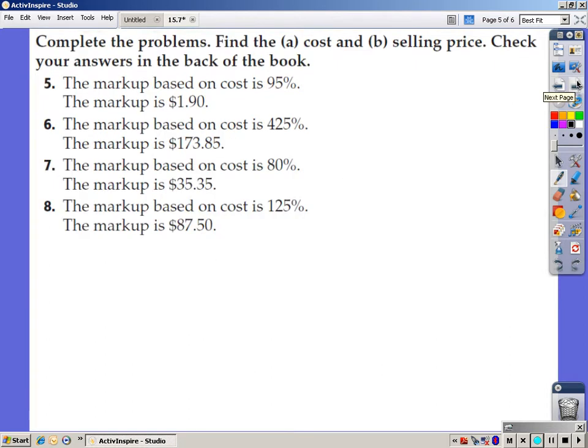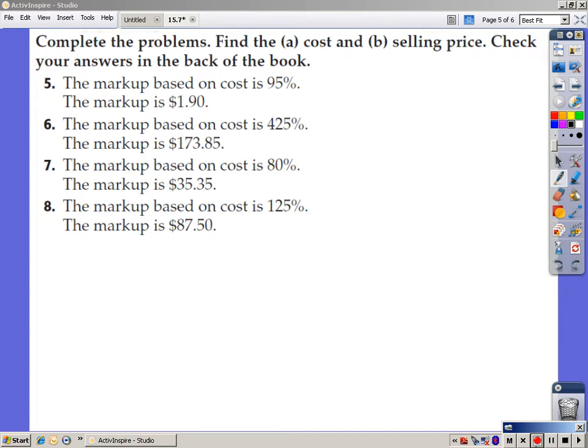Let's go ahead. Let's try questions 5 through 8. Go ahead and take a few minutes to do these. Press pause while you're working them. Play to resume. Okay, so let's go ahead. Let's look at this. Pretty simple stuff.